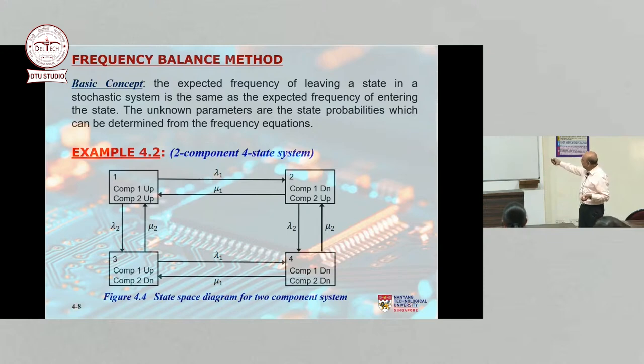Similarly, when you are in this state, you are trying to repair component 1. Meanwhile, component 2 also fails. So you can be in this state. So this is the 4-state model of a 2-component system.